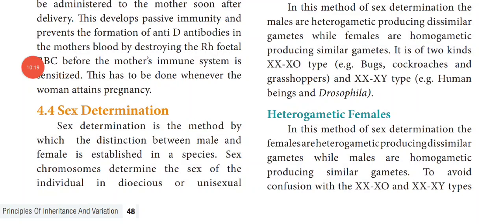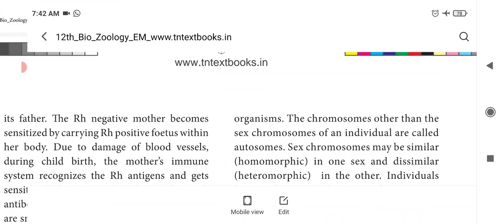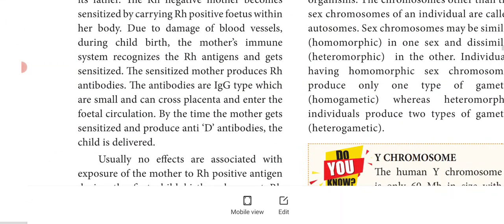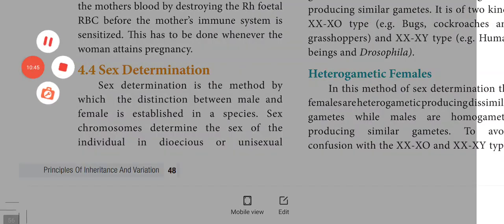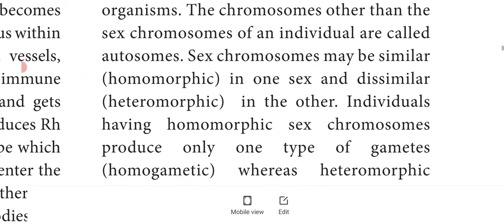Okay, let's recall what we have learned. What does sex determination mean? It is the method by which the distinction between male and female is established in a species. The sex chromosomes alone determine the sex of the individual in dioecious or unisexual organisms, and the chromosomes other than the sex chromosomes are called autosomes.